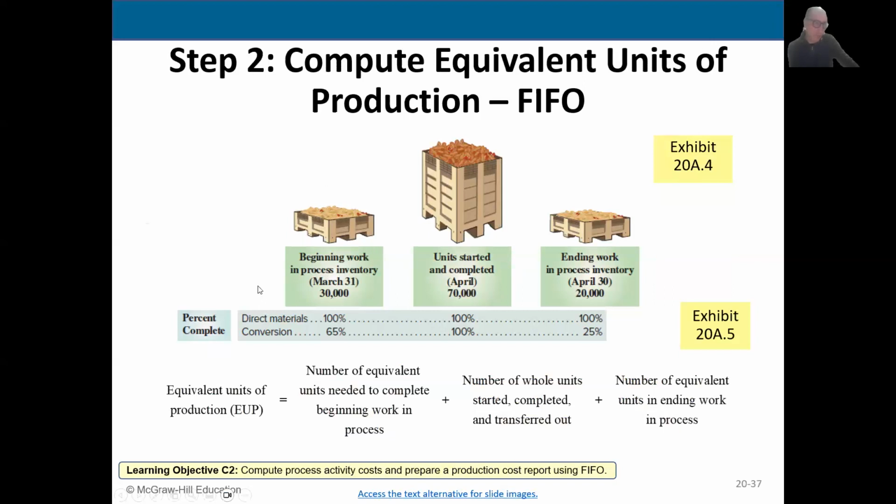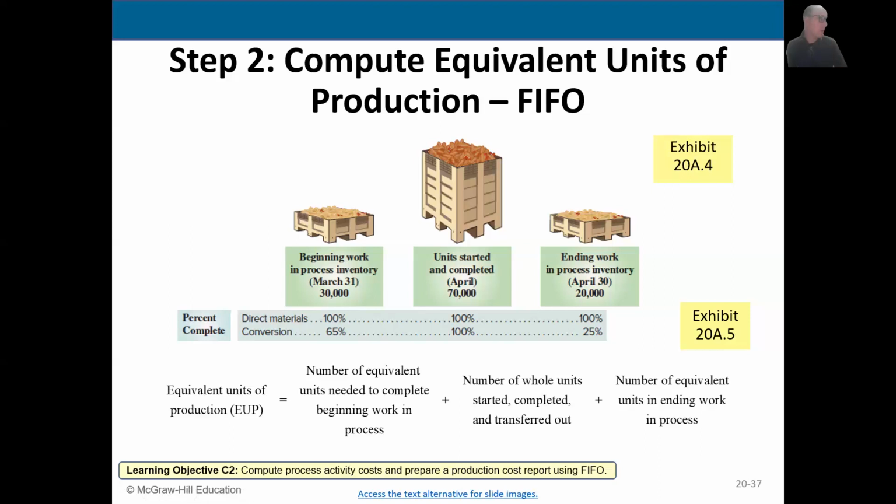The second step, of course, is to compute the equivalent units of production. The formula here, of course, is the number of units needed to complete the beginning work in process plus the number of whole units started, completed, and transferred out, plus the number of equivalent units in ending work in process. Now remember, for direct materials, it's the amount of materials used. Remember, direct materials, that is one of what we call the primary costs.